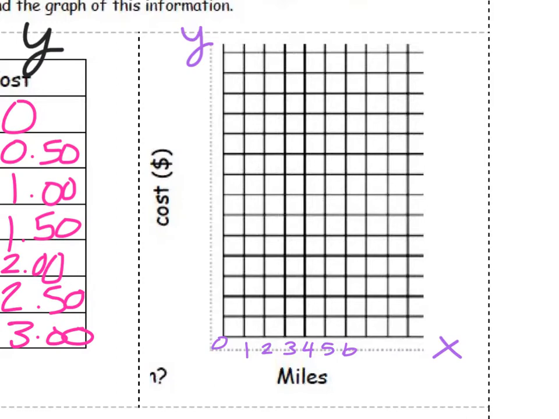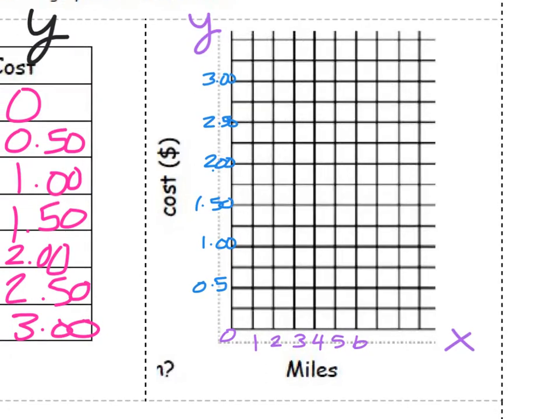Now for the y coordinate, I'm going to go up by 50 cents. Actually, I'm going to go up by 25 cents. So we're going to have 50 cents, and then $1, and then $1.50, $2, $2.50, and then $3. I like to go up. When you are going up on your axis, make sure you're going up by that even amount.